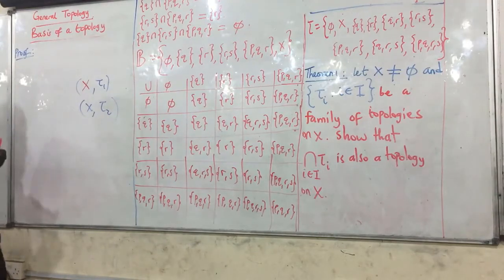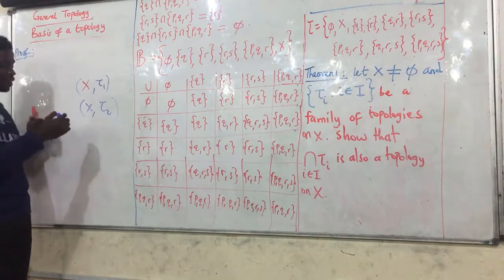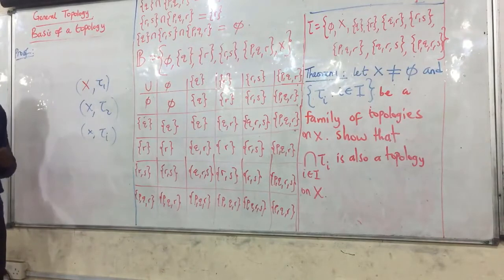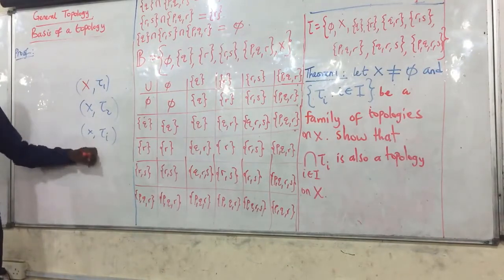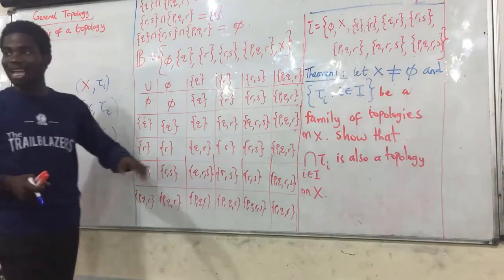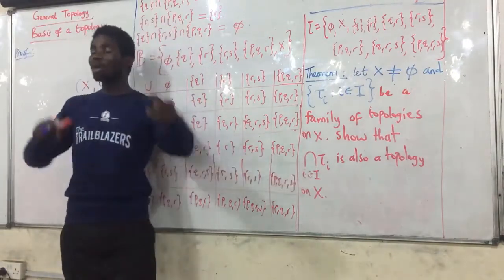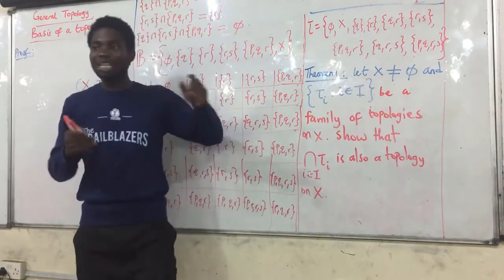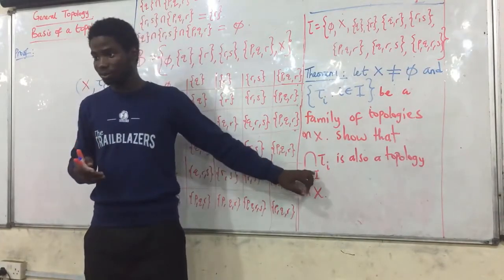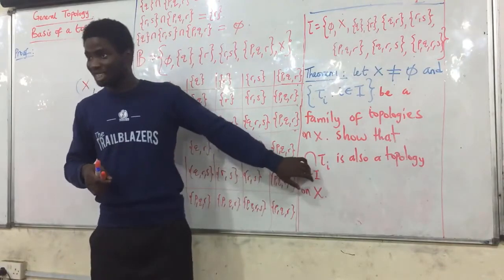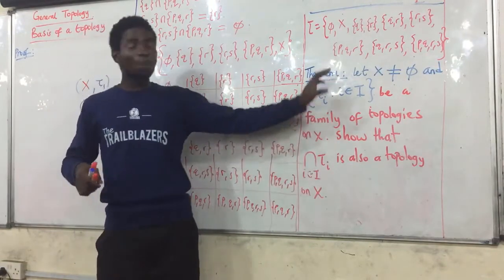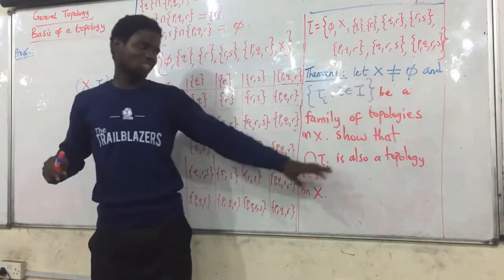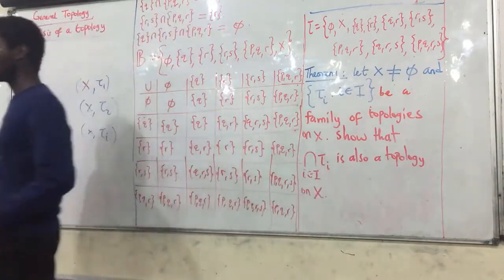So the point is that if you take as many topologies as you like, and we take the intersection of all the topologies you can define on a non-empty set X, please pay attention, the intersection is also a topology on X.